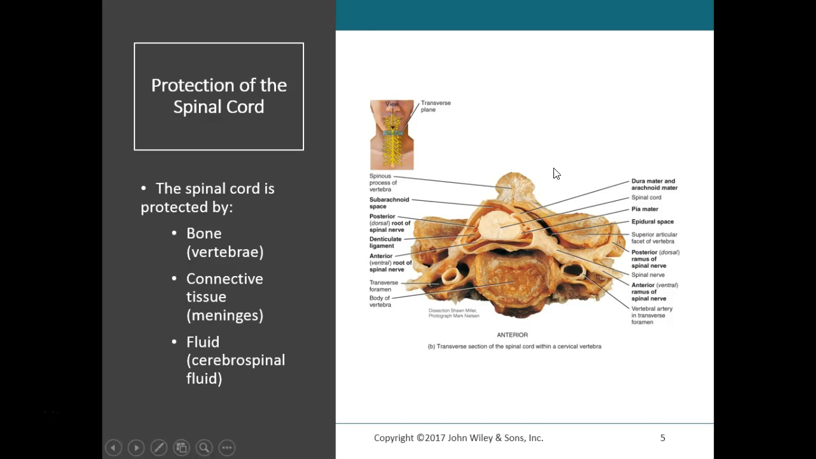We'll identify three different layers. The outermost layer is the toughest layer, and that is the dura mater. The second layer, the arachnoid mater, is attached to that dura mater.